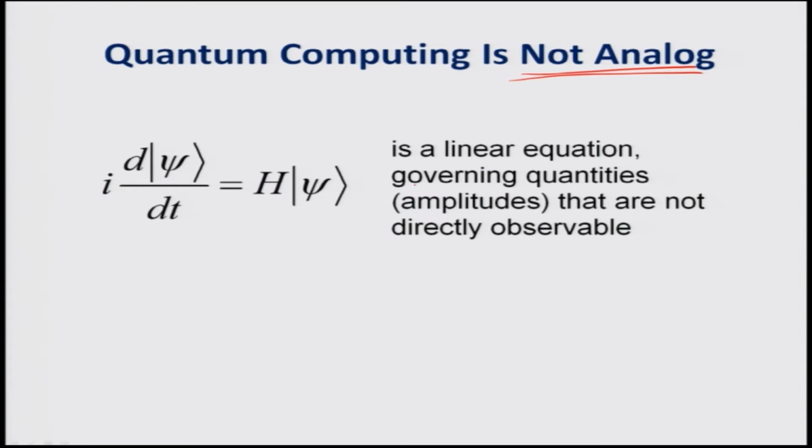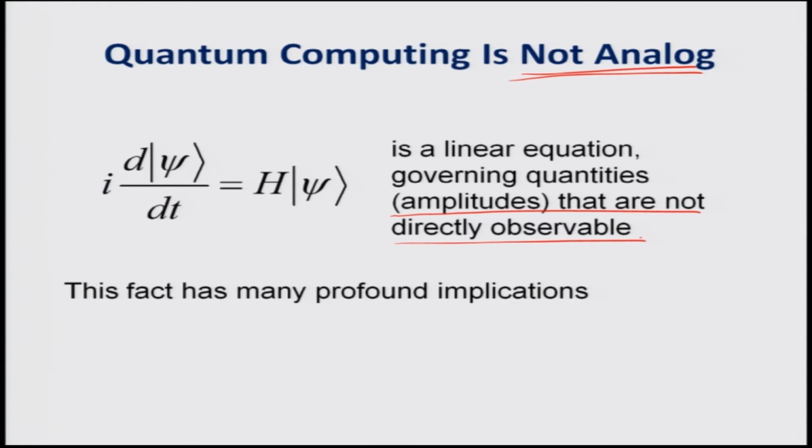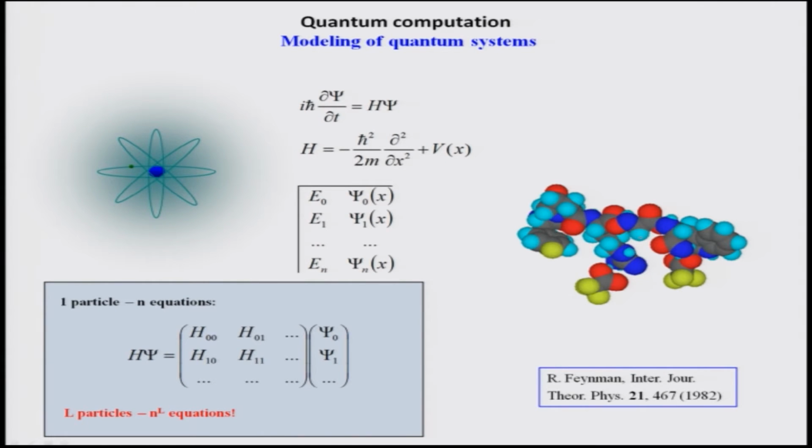And what it does in the process is solve the Schrodinger equation, which is a linear equation governing quantities which are amplitudes that are not directly observable. And so that is the power of the computing. There is the process of looking at and manipulating the amplitudes that are not directly observable, which gives rise to the main power of the computer. And this fact has profound implications that we have been discussing all this time.